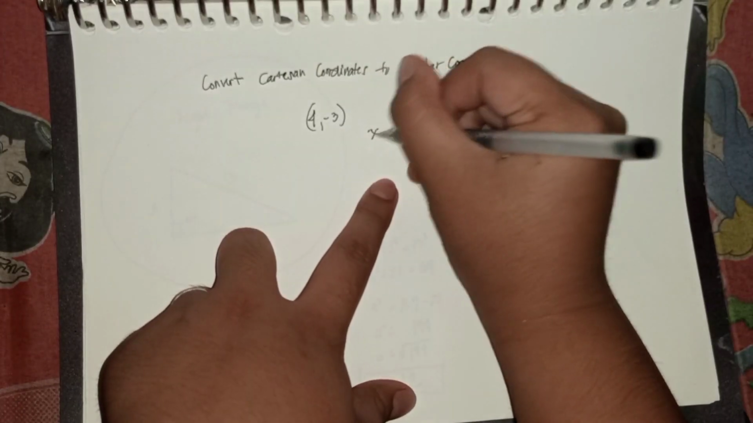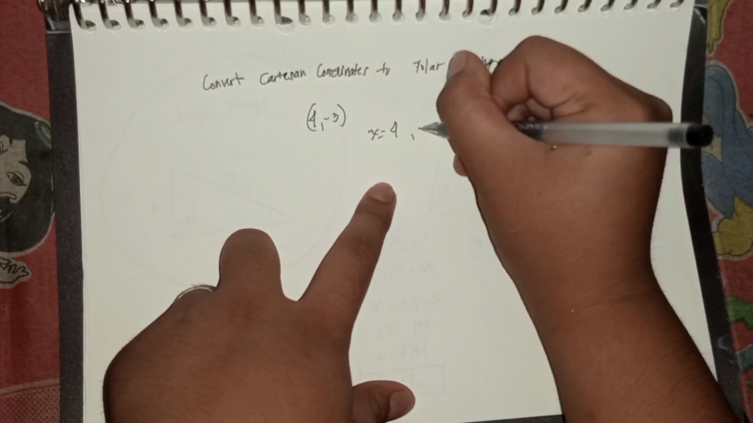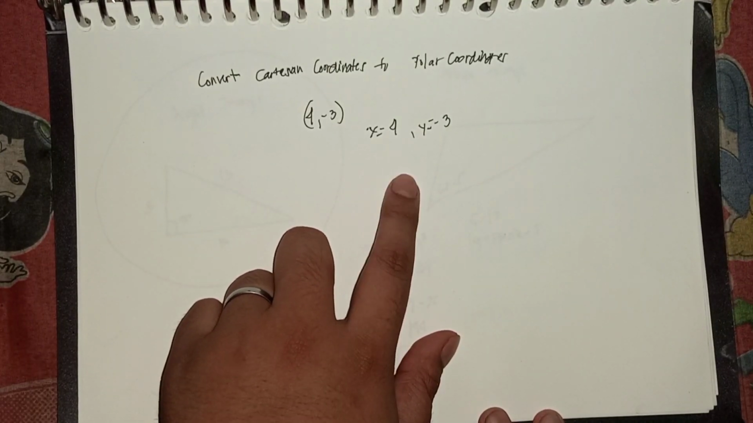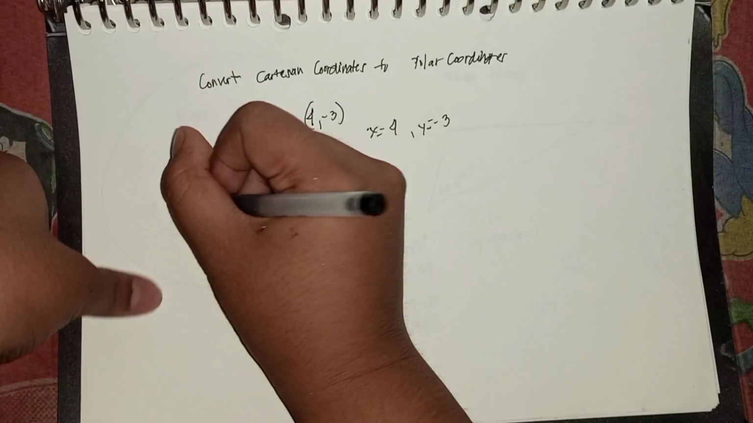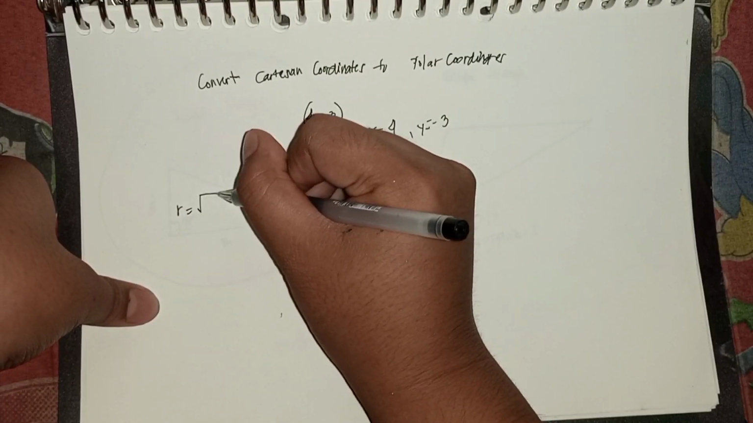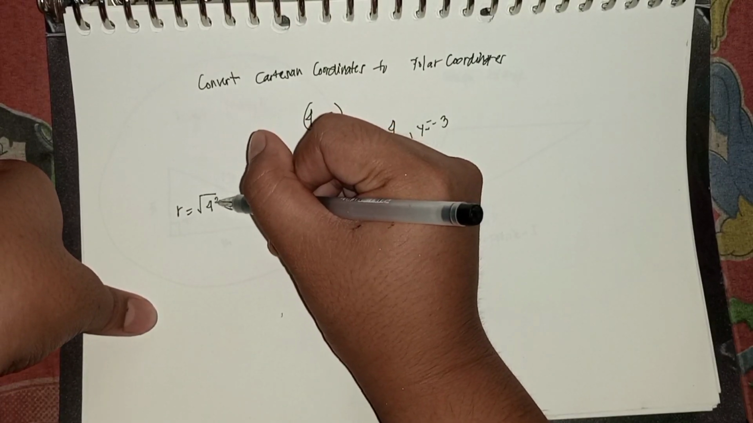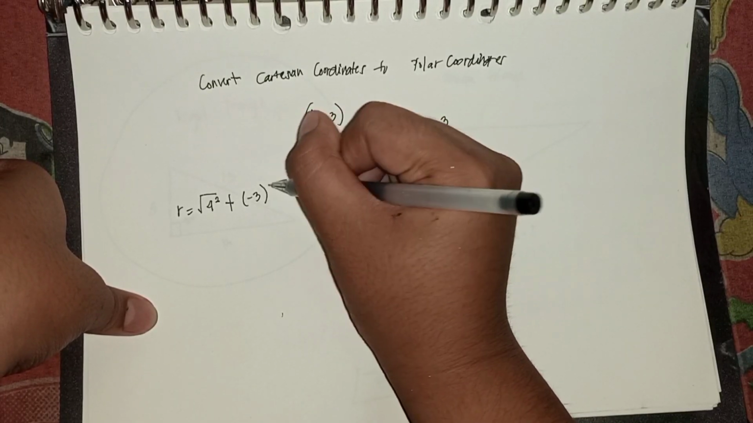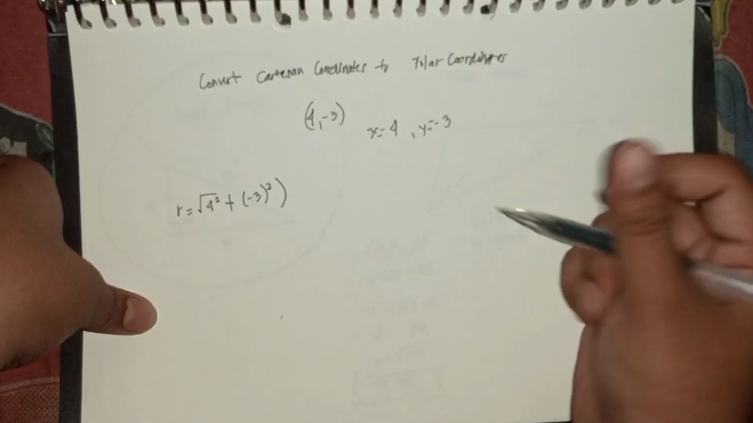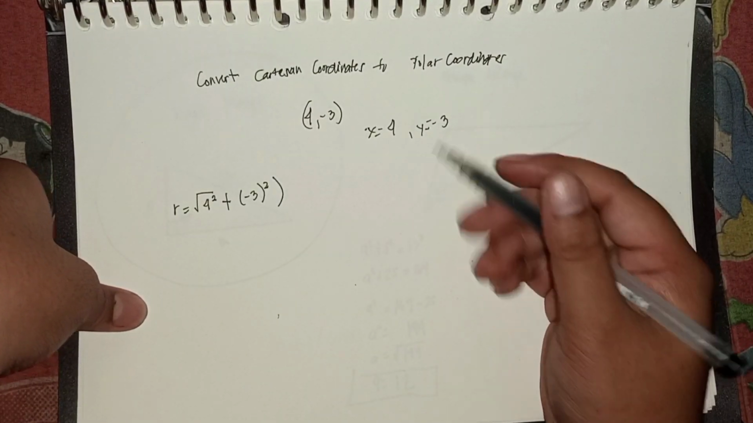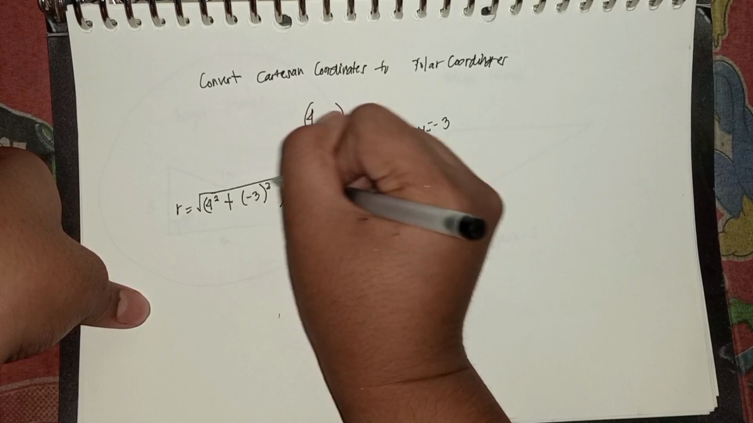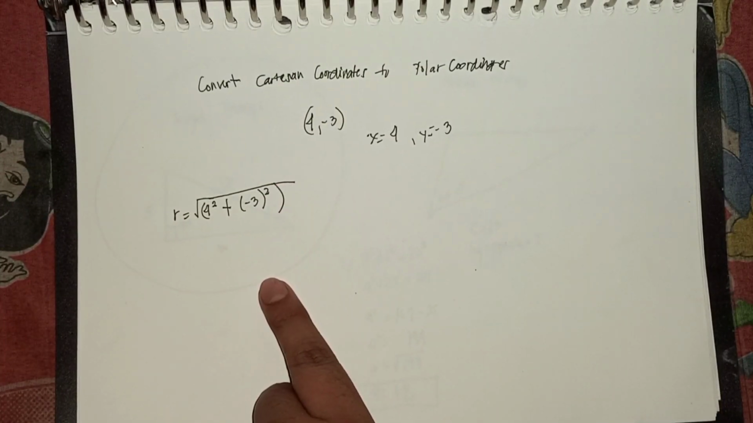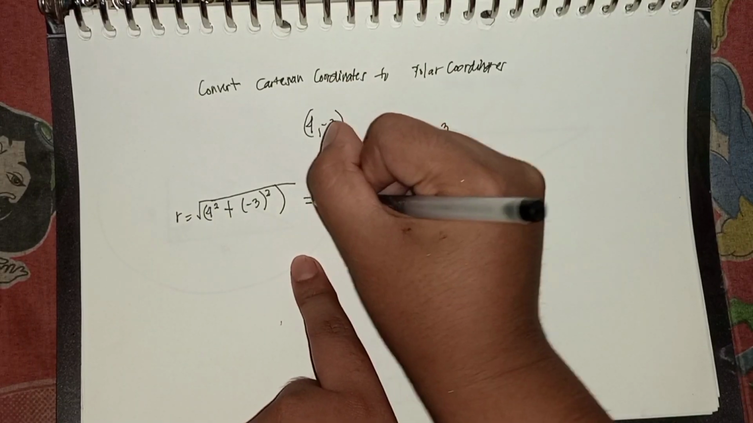Given x is equal to 4 and y is equal to -3. We can use the conversion formulas. r is equal to the square root of 4 to the power of 2 plus (-3) to the power of 2.